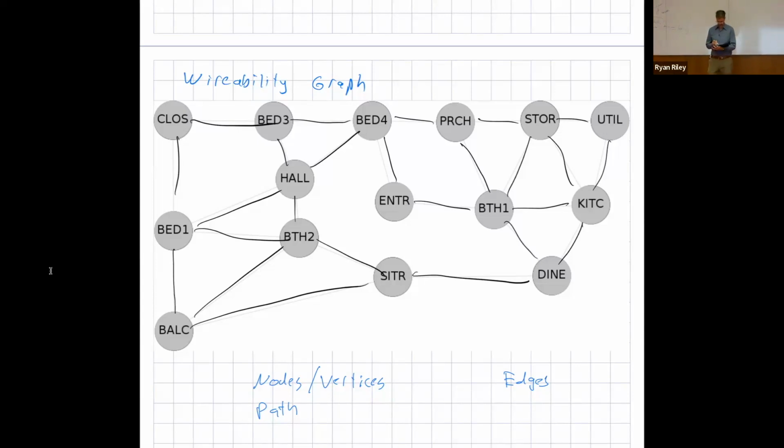Another path I could point out is I could say, aha, there's a path from balcony to the utility room, but going balcony, bedroom 1, closet, bedroom 3, bedroom 4, porch, storage unit, and utility room, right? That's also a valid path. So a path is just the path between two different nodes along edges, right? And in this particular graph, there's a lot of different paths to get between the balcony and the utility room. Some of them are not great paths, but they're all paths. So that's just a path.